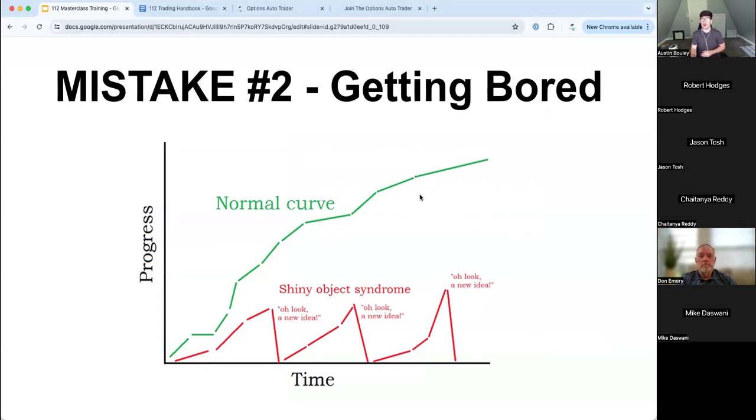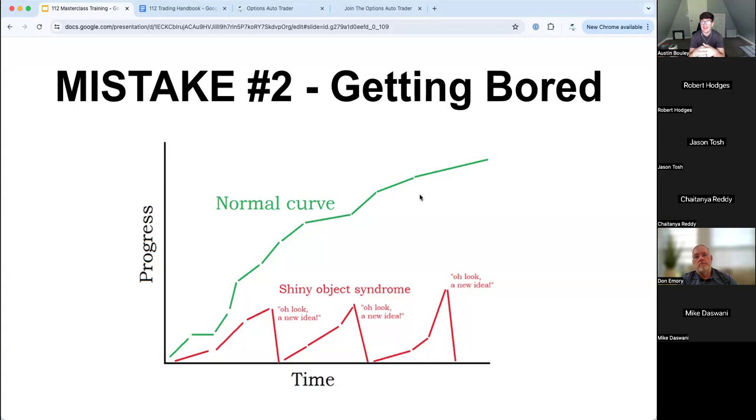Mistake number 2 is getting bored. I see this way too many times. So many emails come in from people trading 112s. And then they're like, okay, so I have this 112, it's doing well, it's making me money. Now I want to try zero DTE, or I want to try credit spreads, or I want to try this, and they're jumping to other strategies because, yeah, I get it. 112s are boring, right? They take almost a month to actually hit the profit. They're very consistent, they're very slow, and you get bored with it.